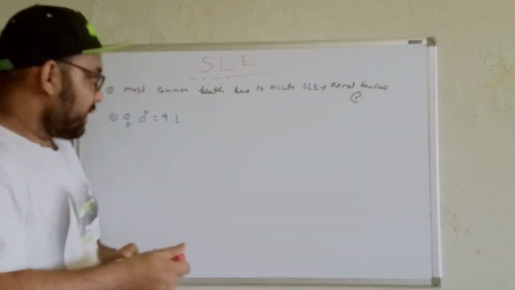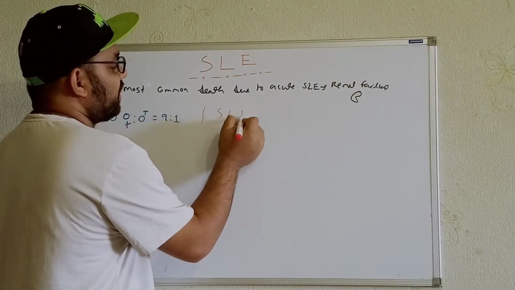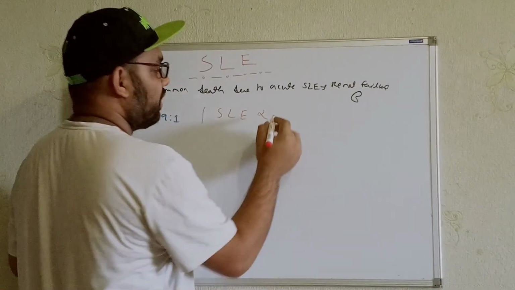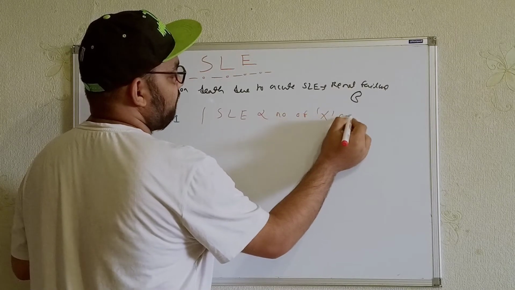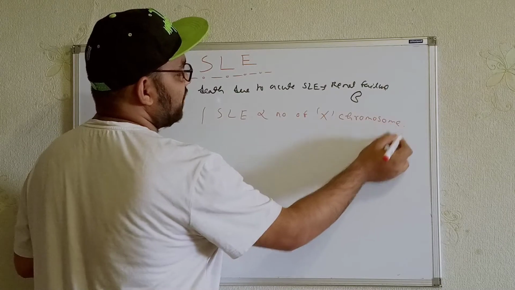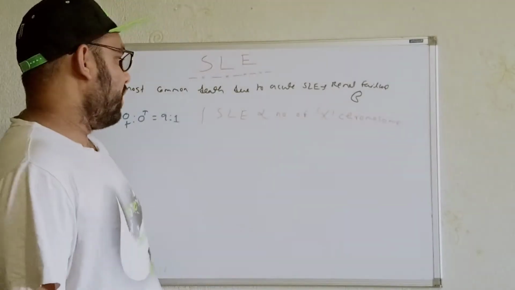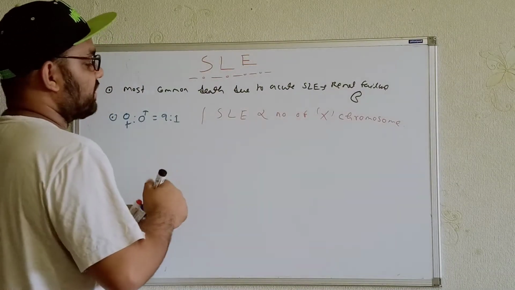Now see, SLE is directly proportional to the number of X chromosomes. Try to understand: in females there are more X chromosomes, XX. Now see, we can also see SLE in Turner syndrome.